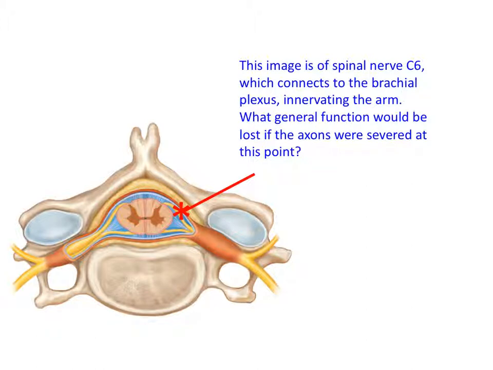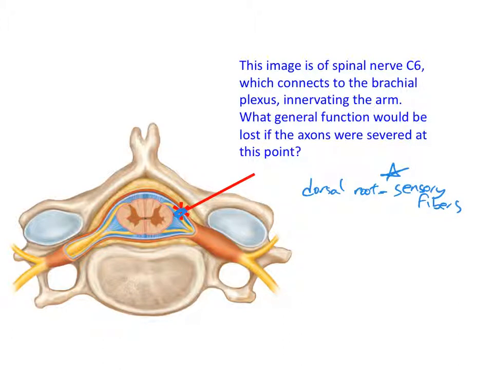So this is going to be a thought question based on the last couple lectures. This image is of spinal nerve C6, which connects to the brachial plexus, which then innervates the arm. What general function would be lost if the axons were severed at this point right here? So this is in the dorsal root. I will give you a star to think about it. Dorsal root is sensory fibers. So you would lose the ability to feel any information coming from that region.